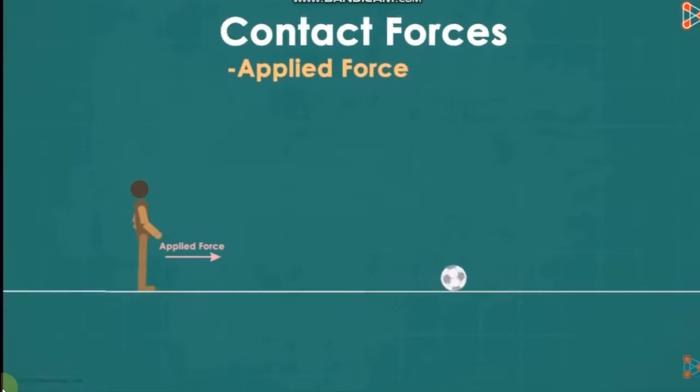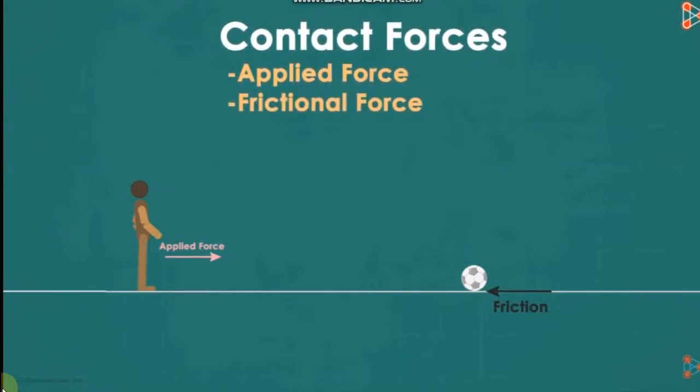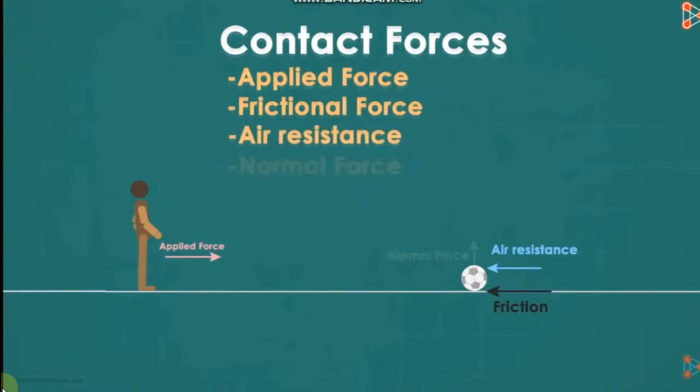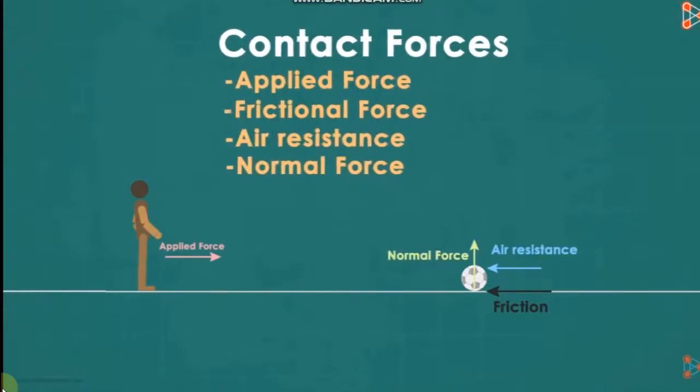Next, there is a force of friction which brings the ball to a halt. As the ball is in contact with the ground, the frictional force is also a contact force. Don't you think there was some air resistance? Yes, air resistance too is a contact force. These were some of the contact forces we know of, but these are not the only ones.